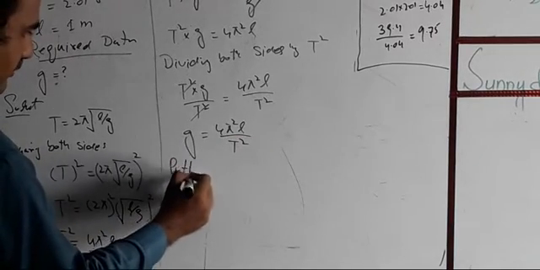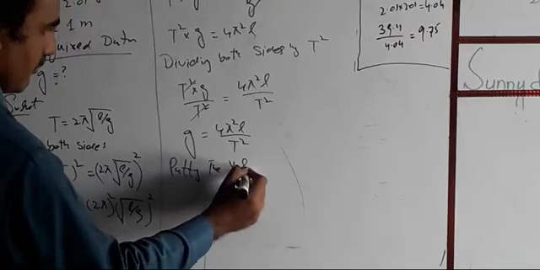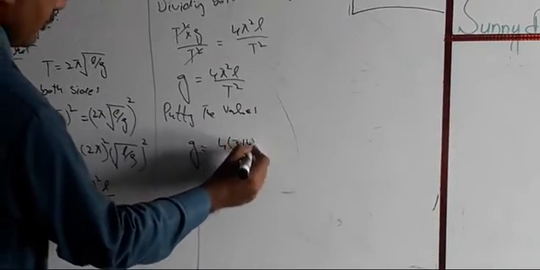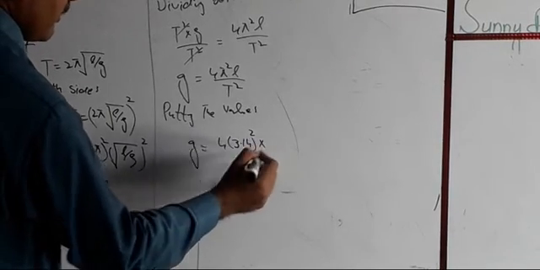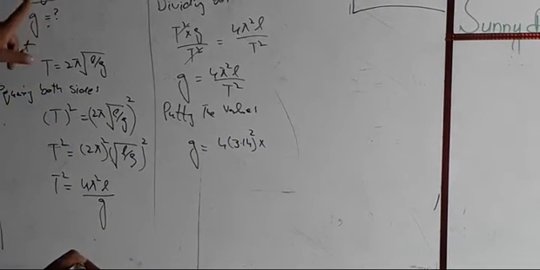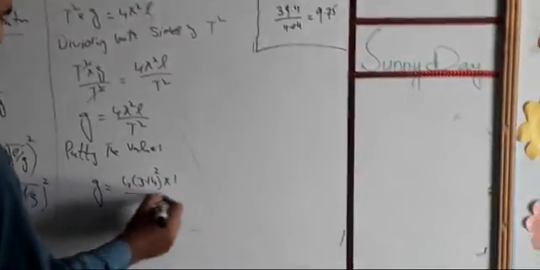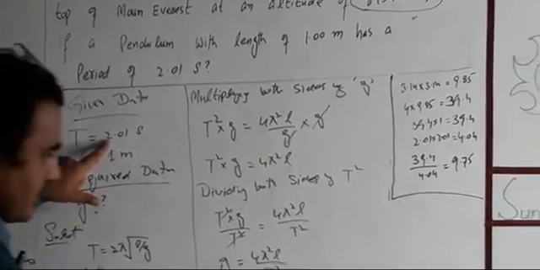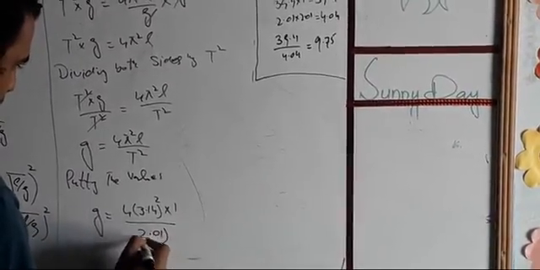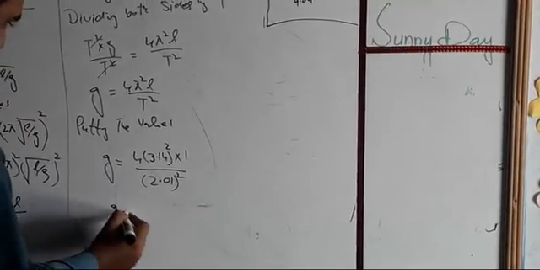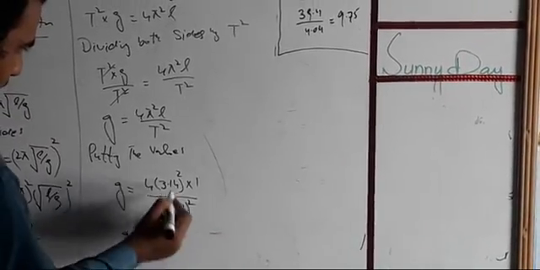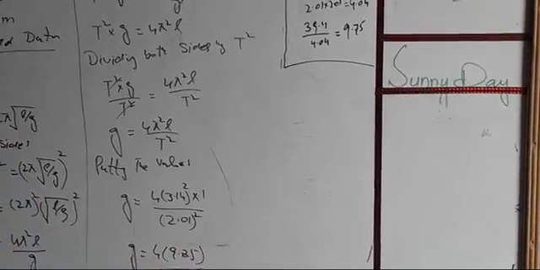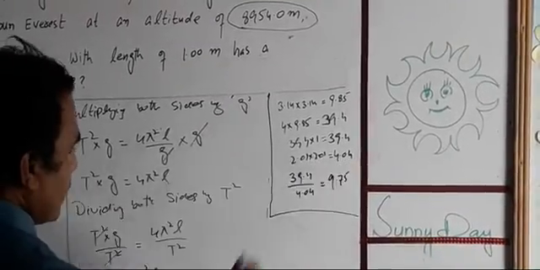Putting the values, g is equal to 4 into 3.14, the value of pi, whole square, multiply the value of length. Here the length is 1 meter, so I will write 1 divided by the value of time period. So the value of time period is 2.01 whole square. Calculating these numbers, 4 into pi square gives us 9.85 divided by 2.01 multiply 2.01, which equals 4.04.